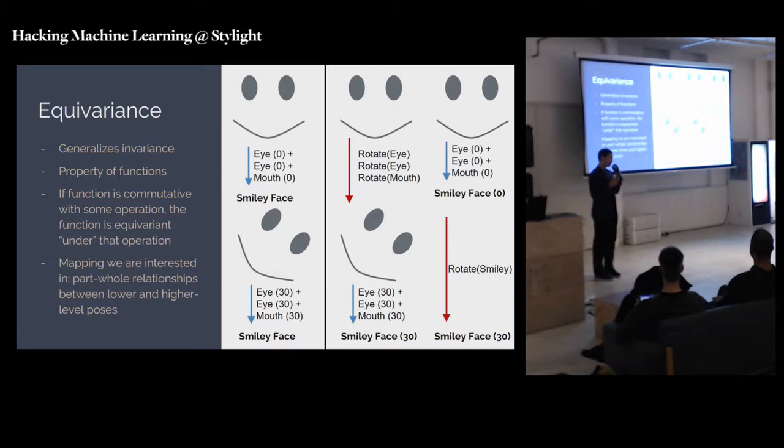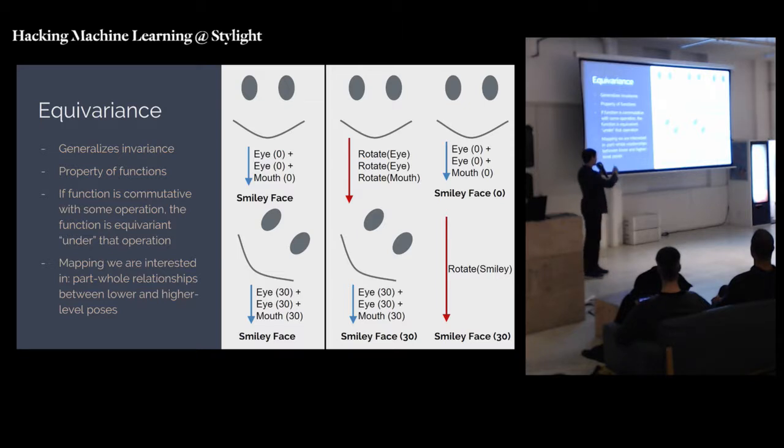Equivariance refers to a function, and we say that something is equivariant under some sort of transformation. The condition for whether something is equivariant under some transformation is whether the function that we're interested in and the transformation are actually commutative. If you look at this diagram, on this side, we have something that's invariant. We have two ovals and a curve, and we detect an eye, another eye, and a mouth, and this blue arrow is some sort of labeling function or property function that then classifies this as a smiley face.